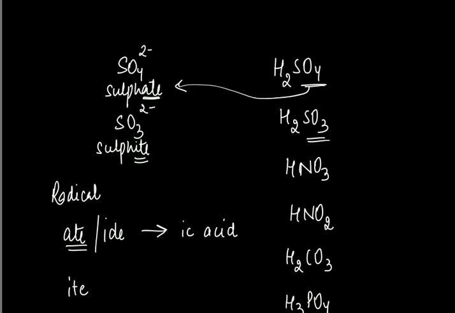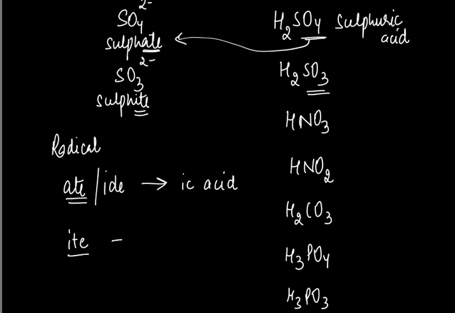So we call H2SO4 sulfuric acid. Why is that? Because we have the ate suffix. So an ate radical will end into what acid? Ic acid. If we go to the next one, ite will end into ous acid. So that's why we call this sulfurous acid, if you can see this. So SO3 2 minus, ending with ite, will end into ous acid. Now we are going to see this for all of these.